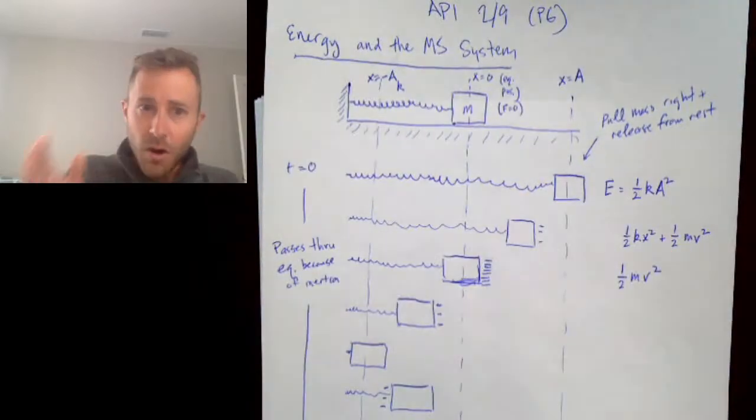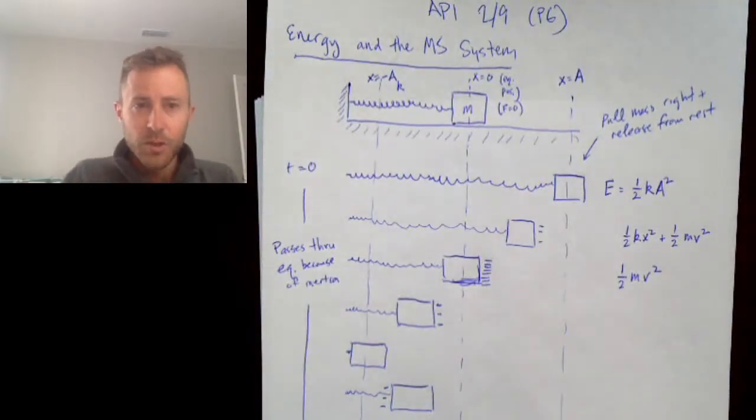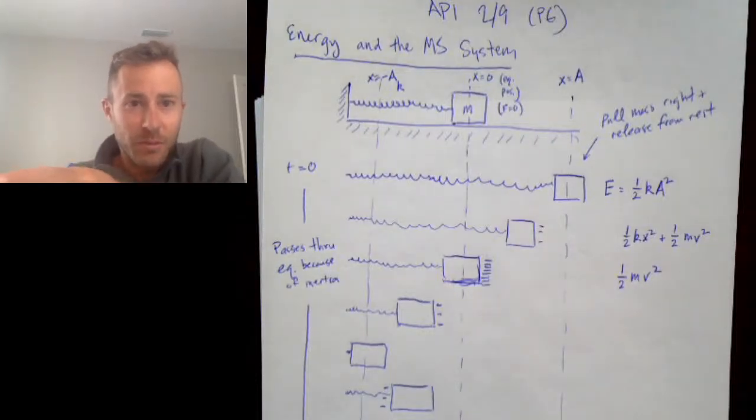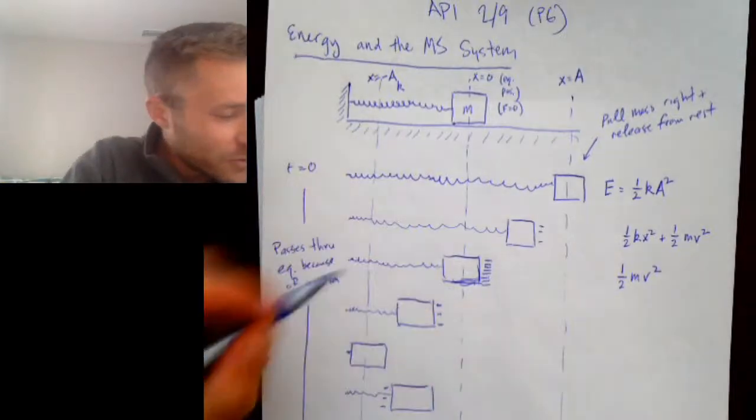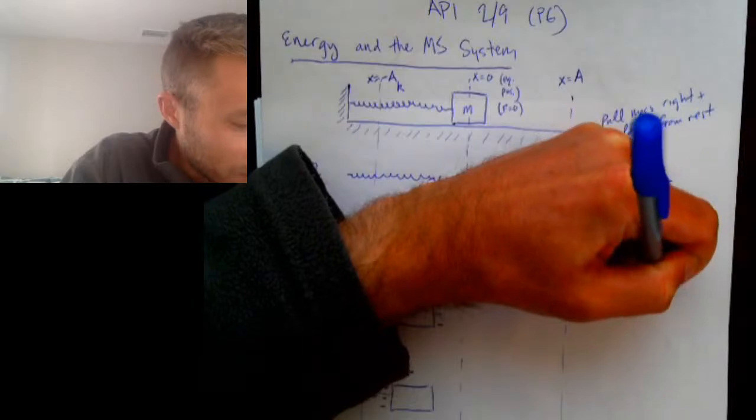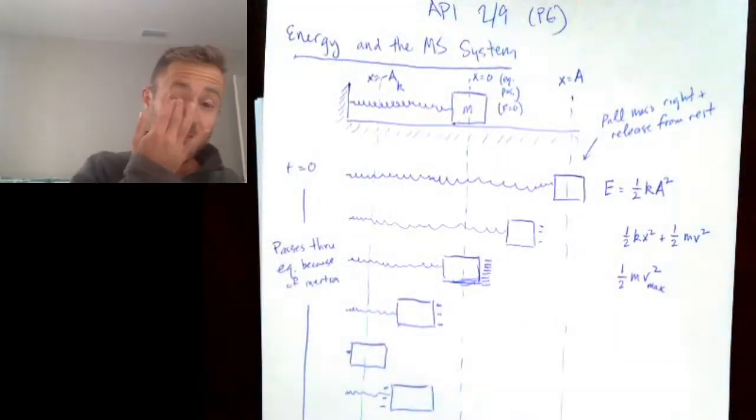Now, if all of your energy is kinetic, then that means you're going as fast as you could go. Because if you could go faster, you would have more kinetic energy. You get what I'm saying? So this is actually the maximum speed right here when it passes through equilibrium.